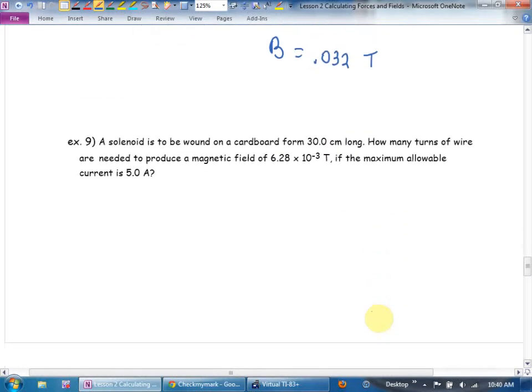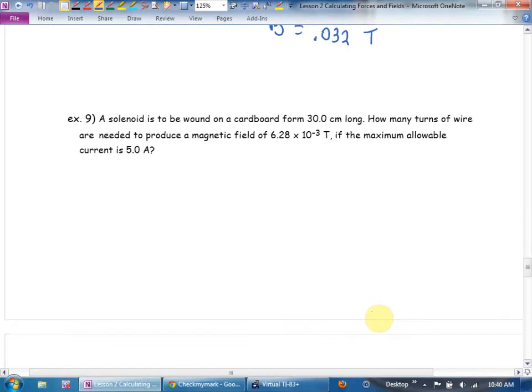So we're designing a solenoid. We're an electronics company manufacturing parts, and here are the specs we've been given. We're going to make the solenoid 30 centimeters long, about a foot long. They tell us we need a magnetic field of exactly 6.28 times 10 to the negative 3 Teslas for this particular electric motor, power door lock, whatever. I don't know what they want the magnet for, but okay. And we've been told that the biggest current that our electronic system can handle is 5 amps.